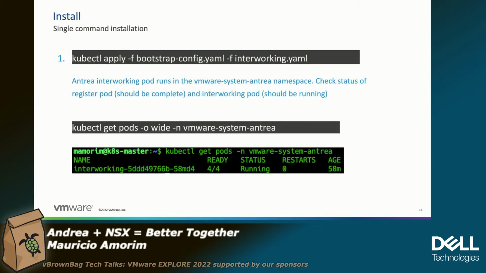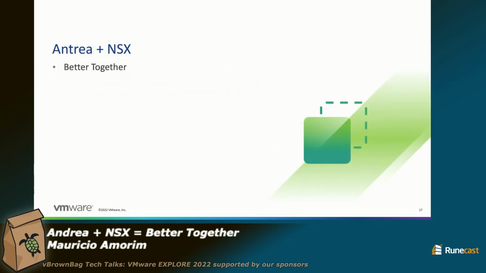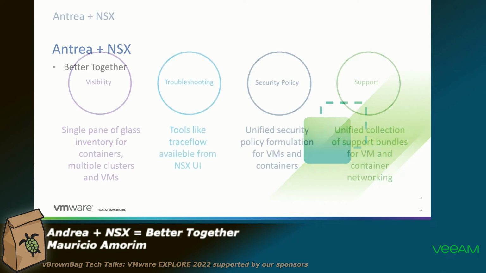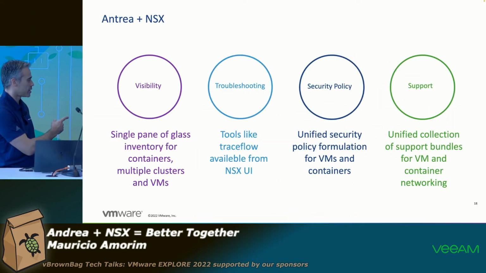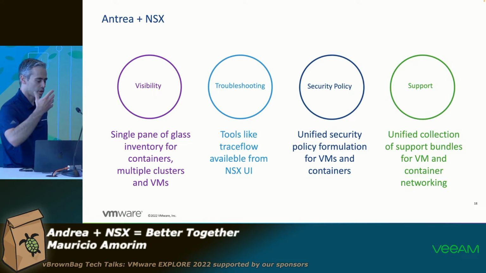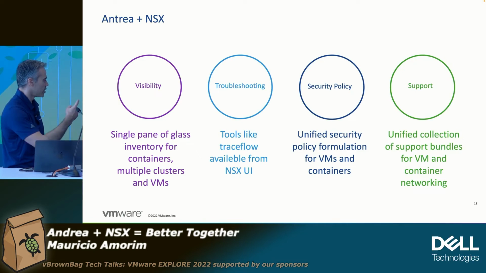With that, all you have to do is apply that YAML file, that bootstrap config. If you do that, your Kubernetes cluster will talk to NSX, and you will start seeing lots of things in NSX. What will you be able to do in NSX? You will be able to have visibility. So all the inventory, everything that's going on, all you have in your Kubernetes clusters, you will see.